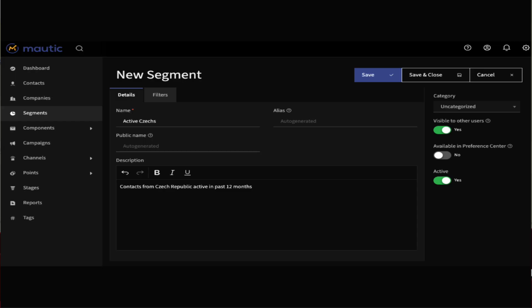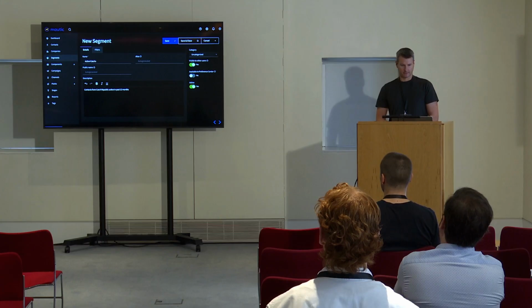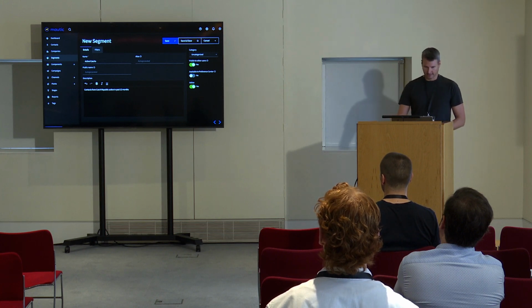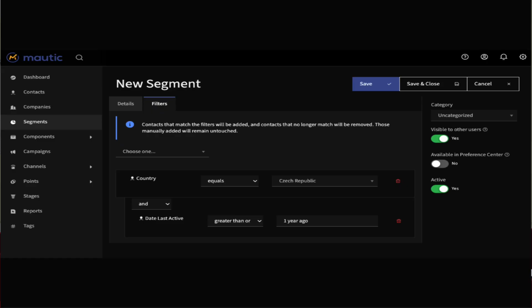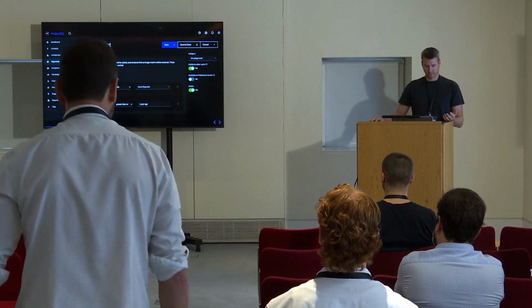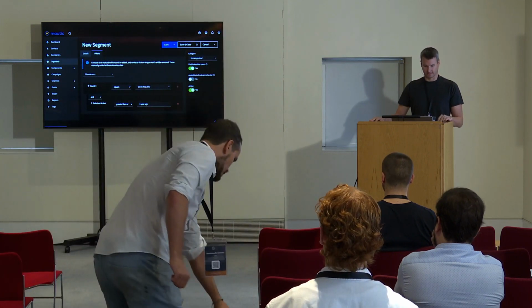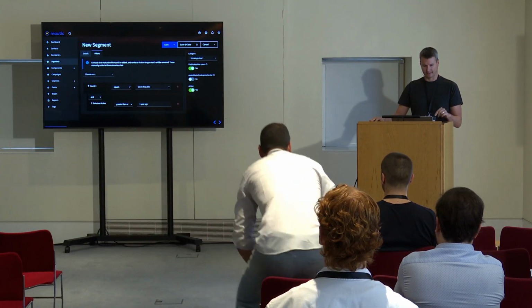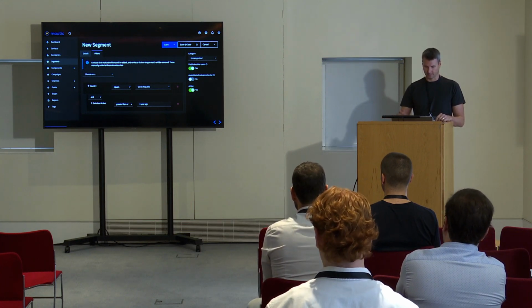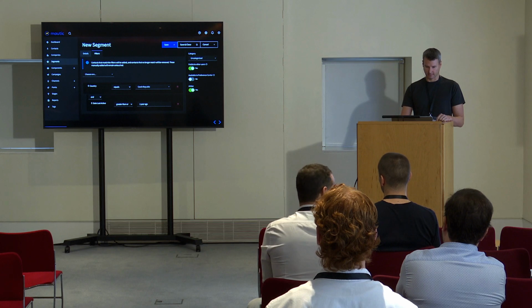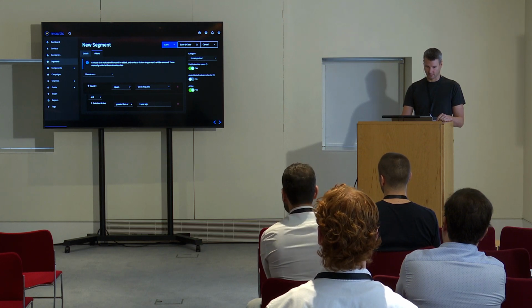So you start by creating a new segment in Mautic, obviously. And then you add some filters. I'm adding a filter on country equals Czech Republic. And because I want only those that are active, I also add an AND condition on date last active greater than a year ago. So I will only get the Czechs that were active this year.